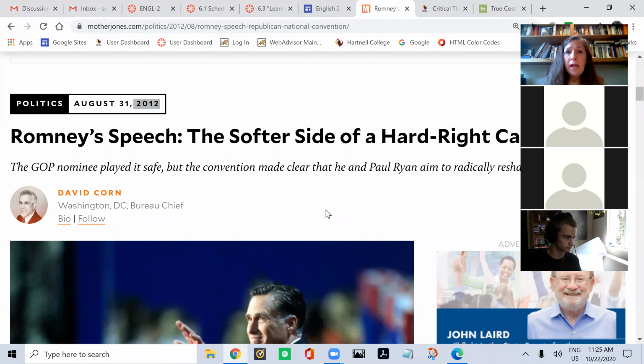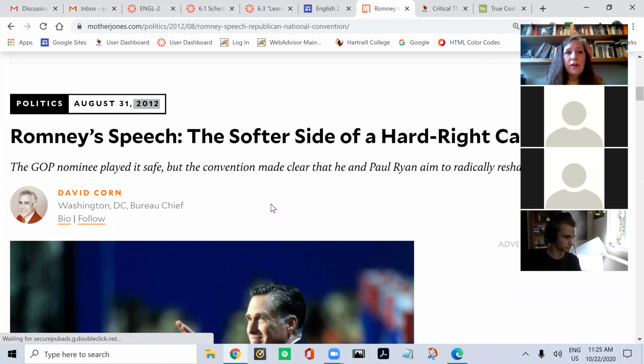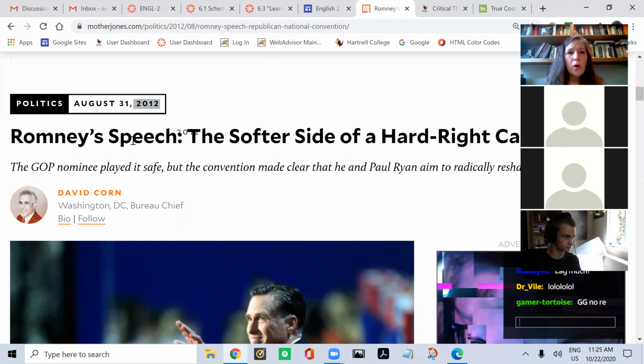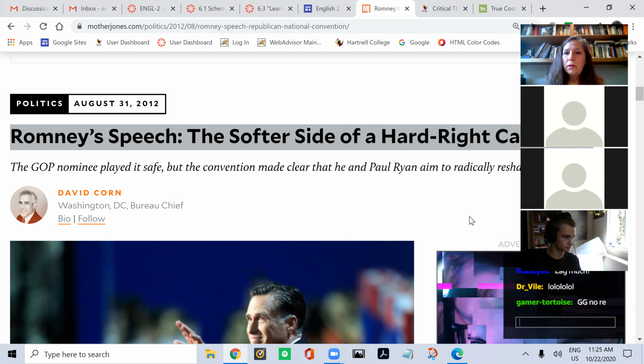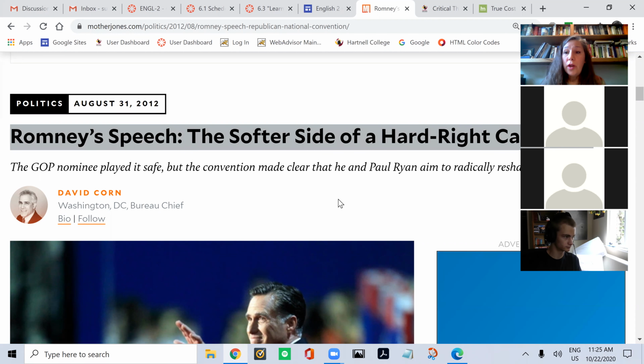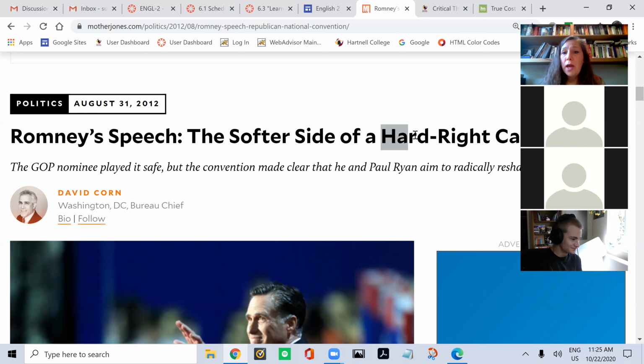Barack Obama was running for his second term as president, and Mitt Romney was running against him. So he was nominated and he gave a speech at the Republican convention. And this article is about that speech. But look at how the title conveys a viewpoint towards that subject. David Corn, for his left progressive audience, is conveying a particular attitude towards Mitt Romney so that they see that speech in a particular way. He wants them to see that speech as hard right, not soft.